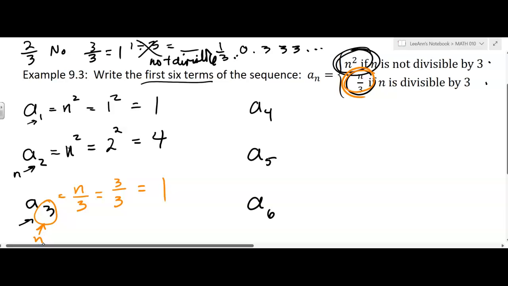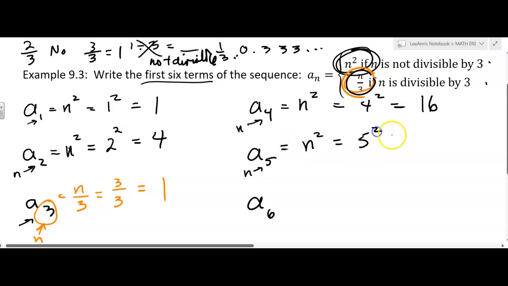Okay, now we'll go to 4. That's the n. Is 4 divisible by 3? No. So we're going back to the n squared. That's going to be 4 squared, because n is 4. That's 16. All right, is 5 divisible by 3? No. So n squared equals 5 squared, which is 25. Is 6 divisible by 3? Yes. Okay, so now we're going to switch to the other formula, n over 3. But what is n? 6. 6 over 3, which is 2.